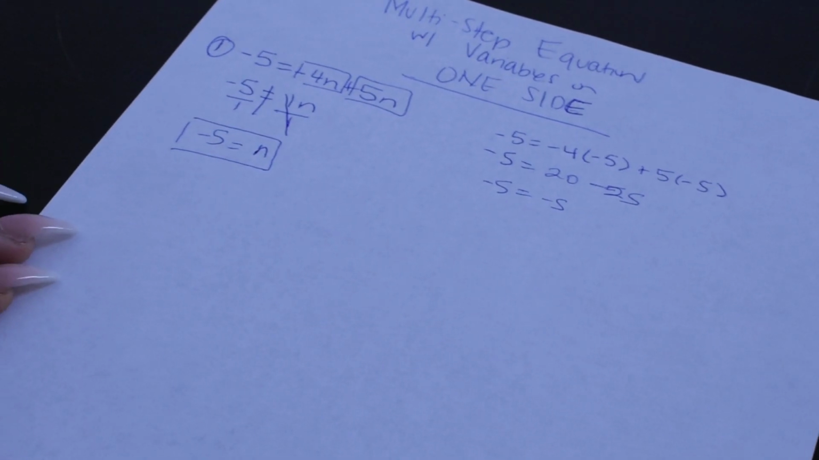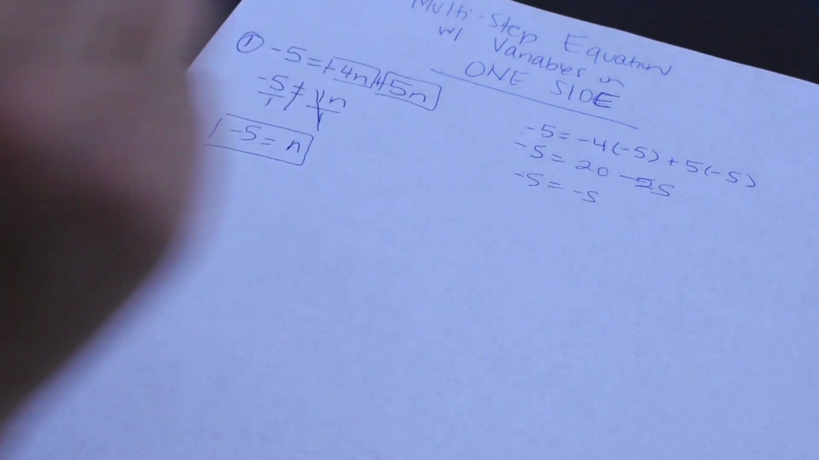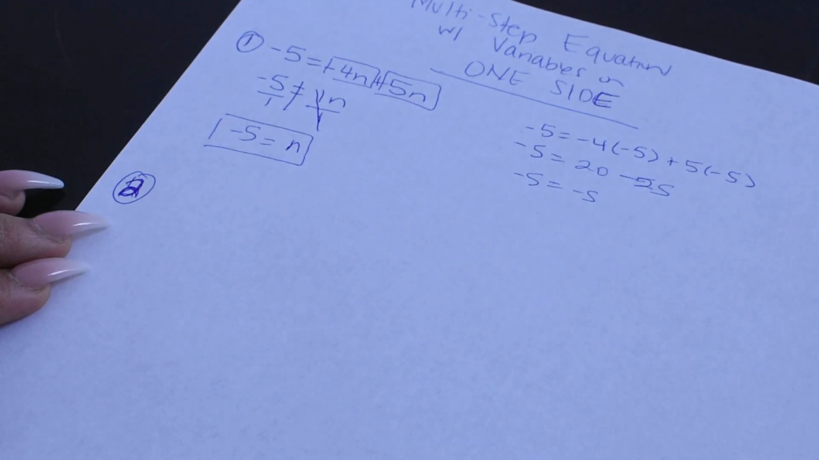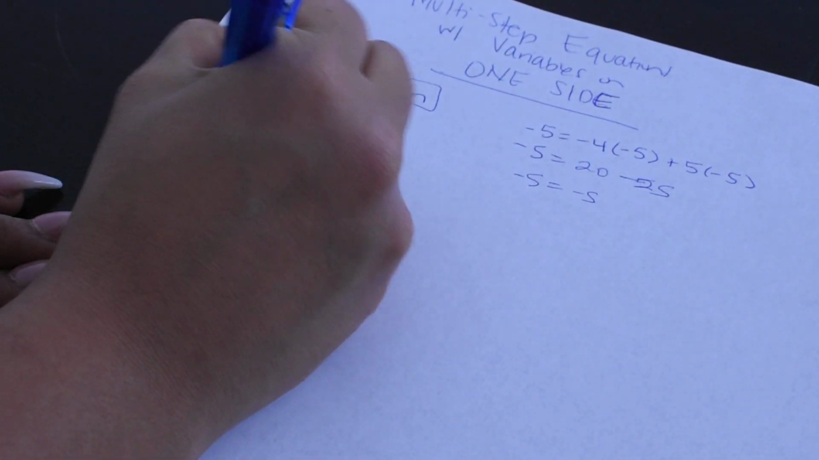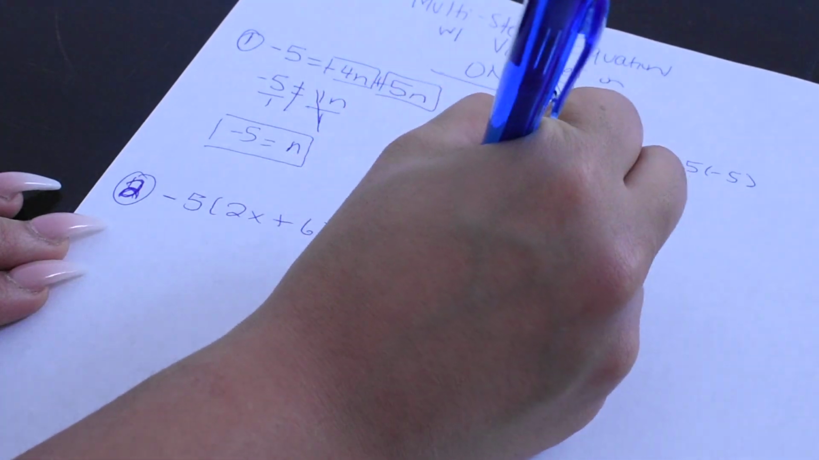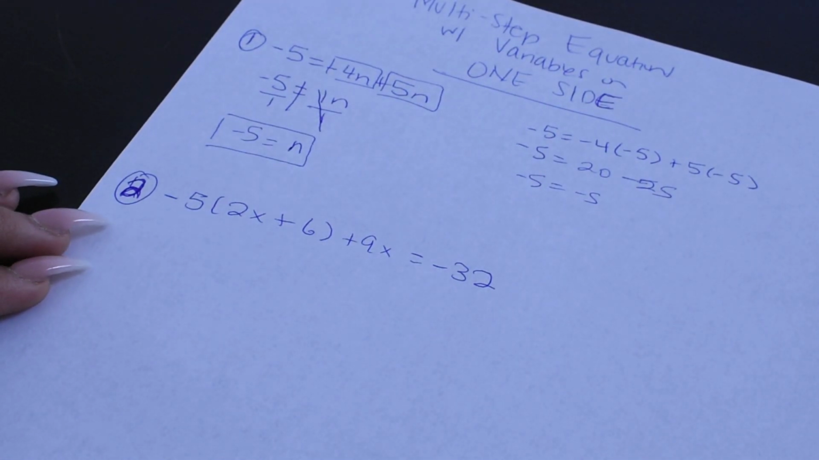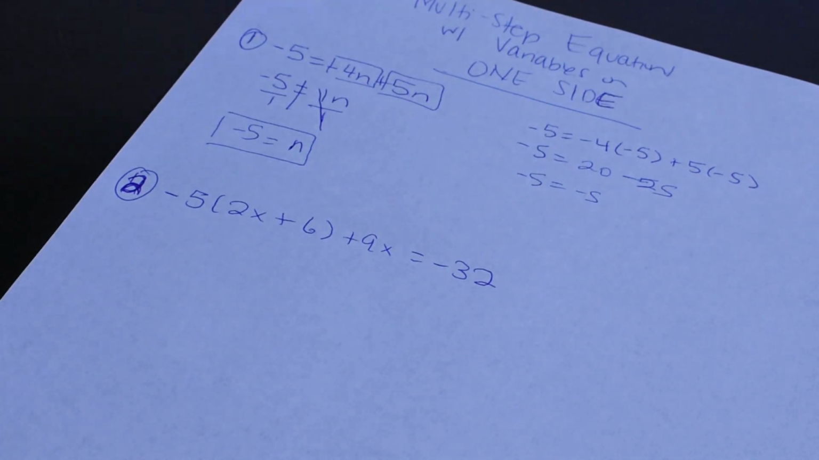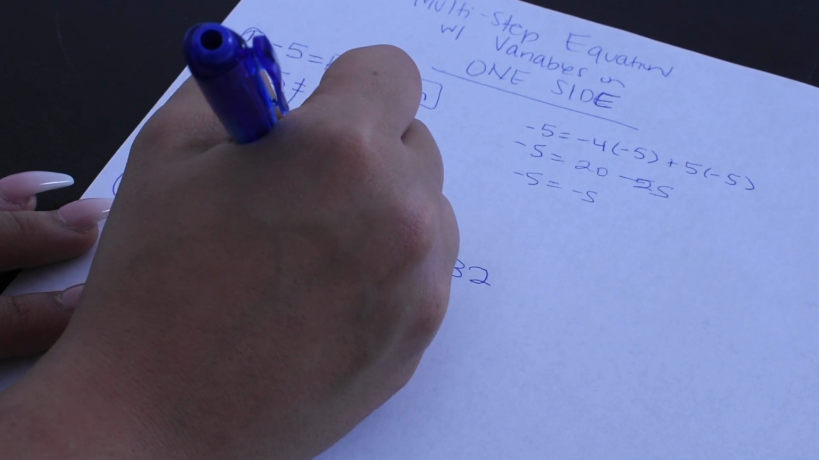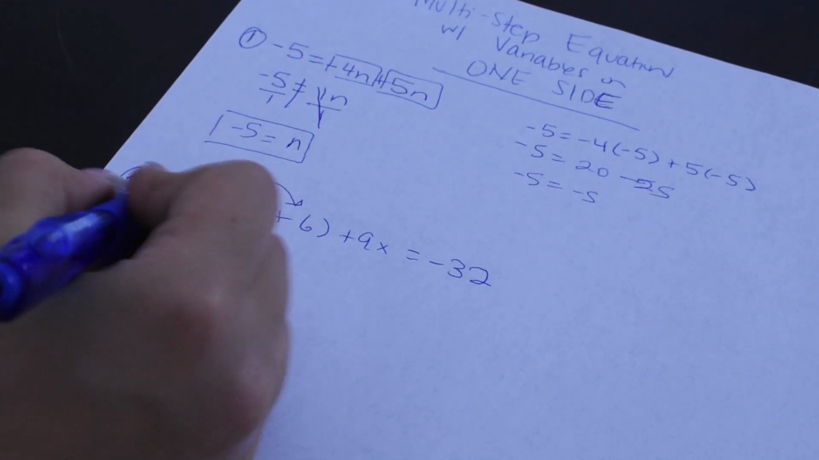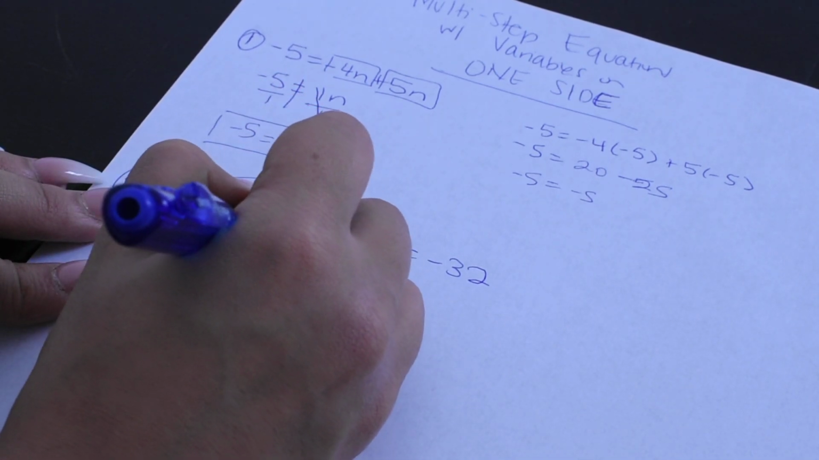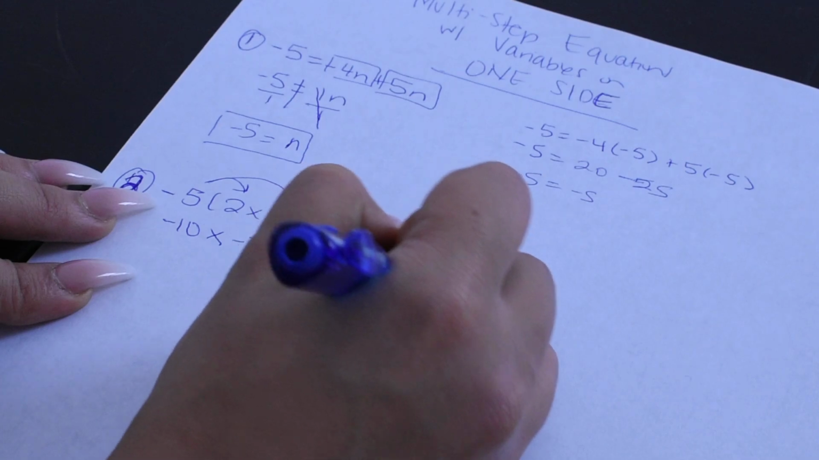A little more complex. Number 4. We're going to include some parentheses. No, it's number 2. What is wrong with me? I can't count. Number 2 is -5 times 2x plus 6 plus 9x equals -32. All right. So my first step is to eliminate parentheses. Let me do that. So I got to distribute. -5 times 2x is -10x. -5 times 6 is -30 plus 9x equals -32.